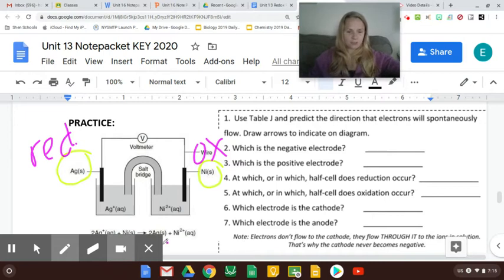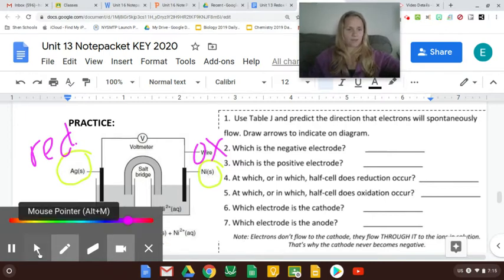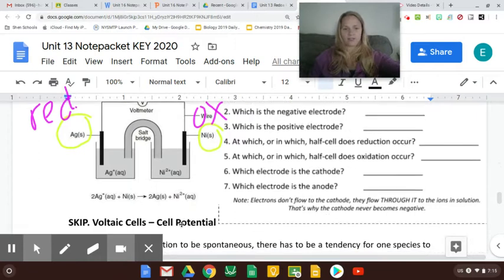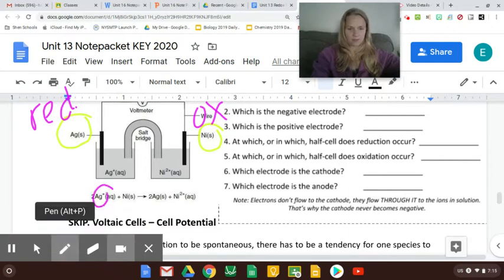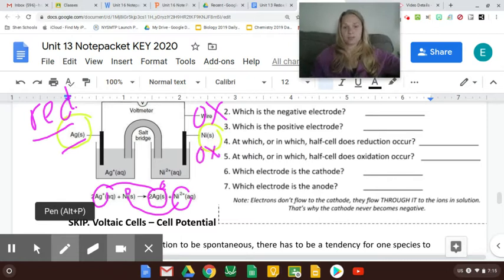There's also a little part down here where I could have figured it out. A lot of these problems have this little equation down here with charges. So if I didn't want to use table J, I could go, okay, Ag was positive, and now it's a 0 alone, so it went down, so it got reduced. Yep, so Ag got reduced. Ni went from being alone, a 0, up to +2. Okay, so Ni went up, so Ni got oxidized. So you can use table J or you can use the charges like we've learned. Either way is a good way to figure out who got oxidized, who got reduced.